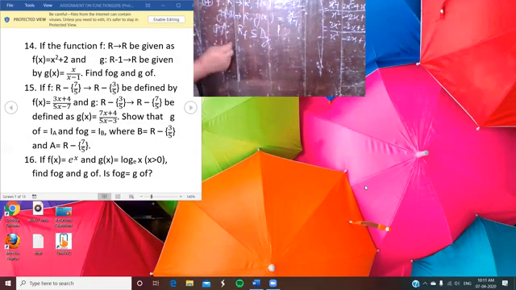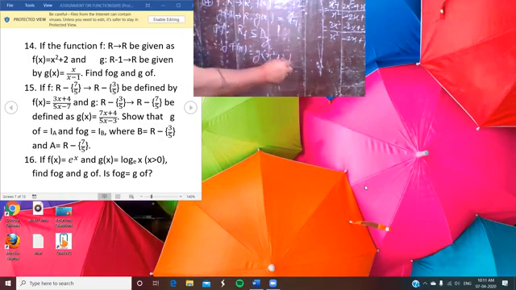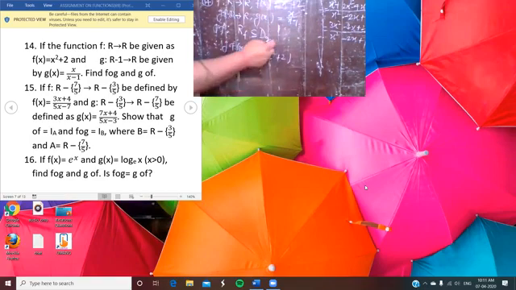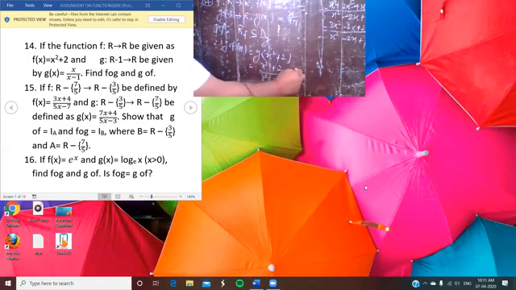So here you find the value of g of f(x), which is equal to g of the value of f(x), which is x squared plus 2. Then you find the value of g of x squared plus 2 by putting that value in g. So that will be x squared plus 2 divided by x squared plus 2 minus 1, which is equal to x squared plus 2 divided by x squared plus 1. So in this way, you can very easily find the value of gof and fog.